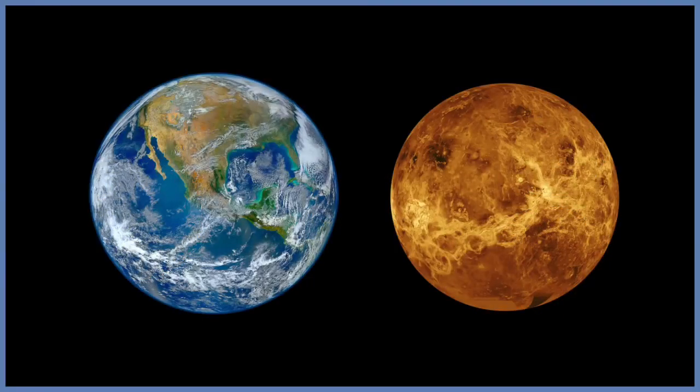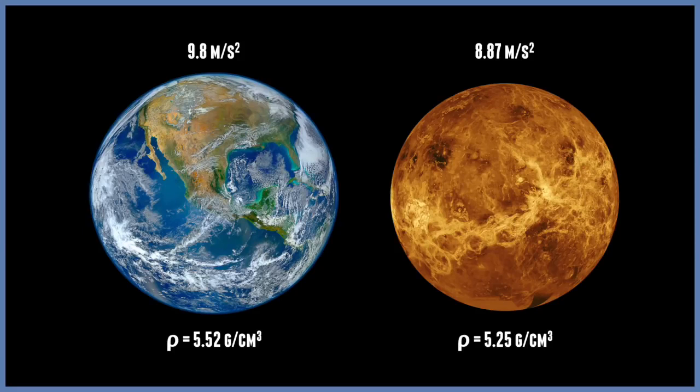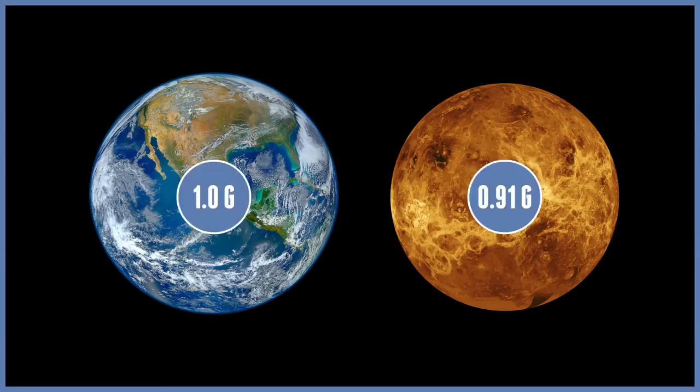It again has around about the same density, but because of the lower density, the gravity changes. This comes out at 8.87 meters per second squared. This means that the gravity on Venus is just lower than Earth's, at 0.91 G.